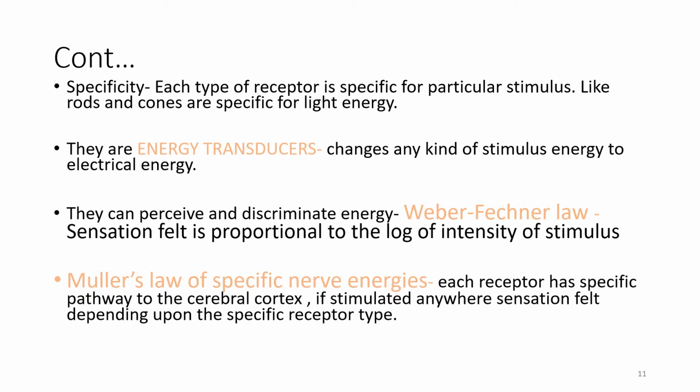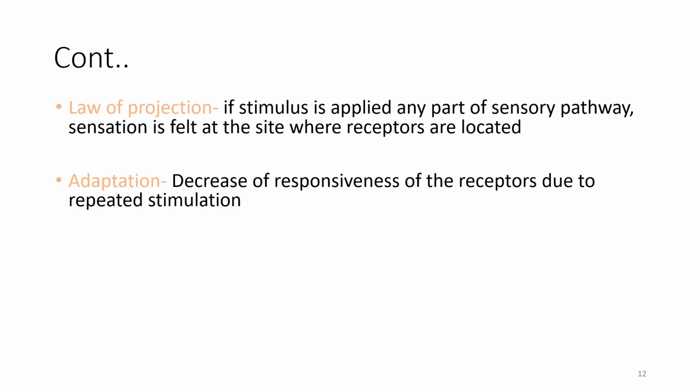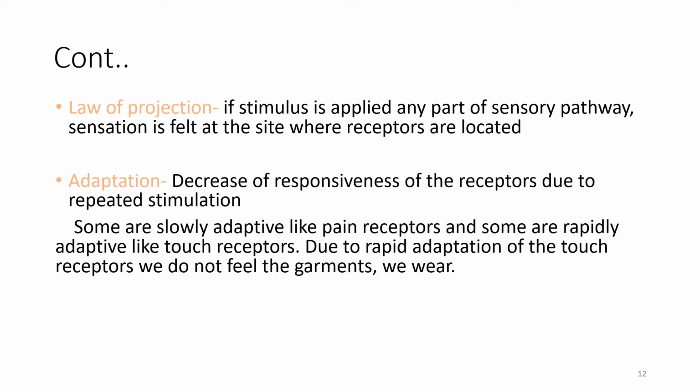Muller's law of specific nerve energies: each receptor has a specific pathway to the cerebral cortex. If stimulated anywhere, the sensation is felt depending upon the specific receptor type. Law of projection: if a stimulus is applied to any part of the sensory pathway, the sensation is felt at the site where receptors are located. Adaptation: decrease of responsiveness of the receptor due to repeated stimuli.